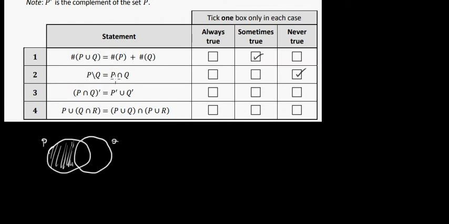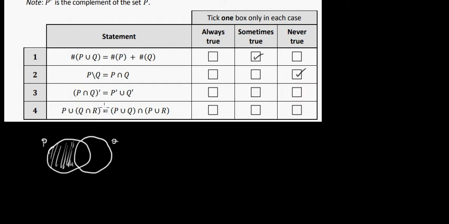Is that ever going to be equal to P intersection Q? No, it's not. There's P intersection Q there. So you can't have P without Q and P intersection Q as well. They can't overlap. This area here and this area here are two completely separate areas, always.